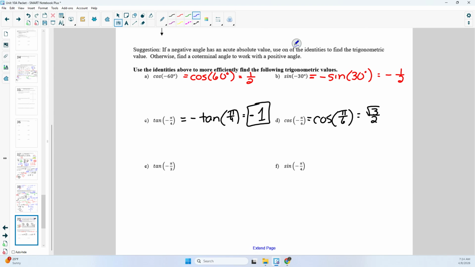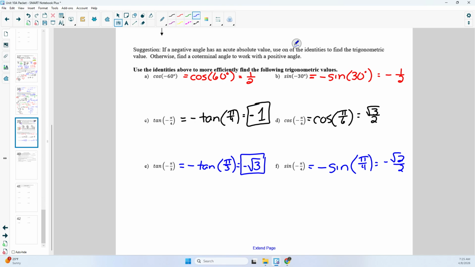And then we have a couple more down here. So the tangent of negative pi over 3 equals the negative tangent of pi over 3, and the tangent of pi over 3 is square root of 3, so this is negative square root of 3. And the last one, sine. The sine of a negative angle equals the negative sine of a positive angle. So I get negative square root of 2 over 2 for that. Okay, so looking at the next page, we're going to wrap all this up with a little chart.